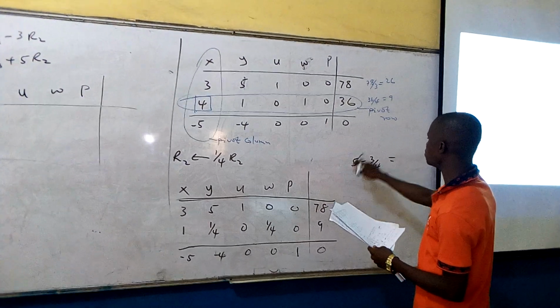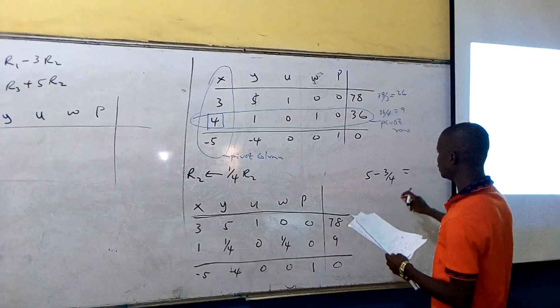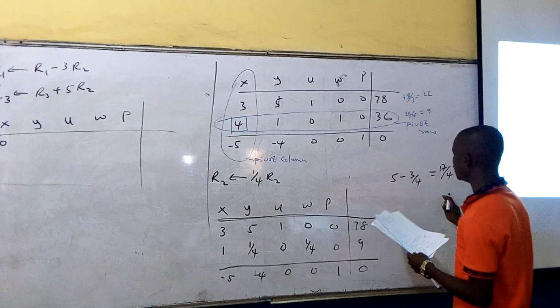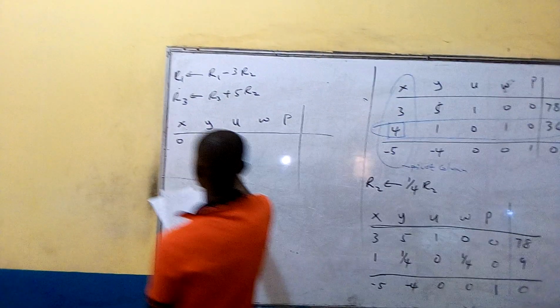4 times 4, that's 20. 20 minus 3, 17. Yes, 17 over 4. Right, so this will be 17 over 4.